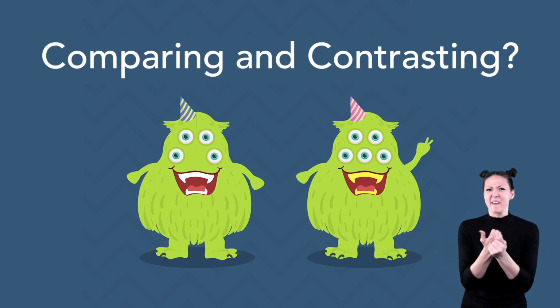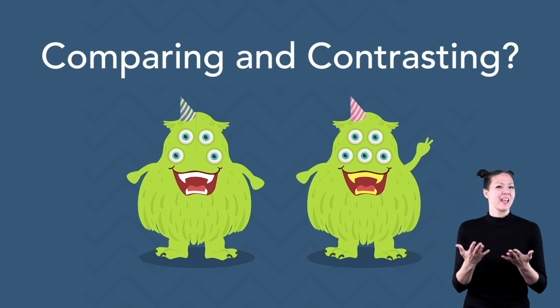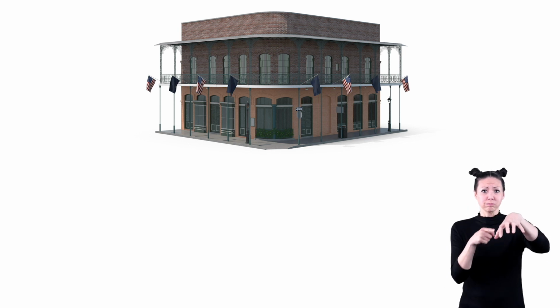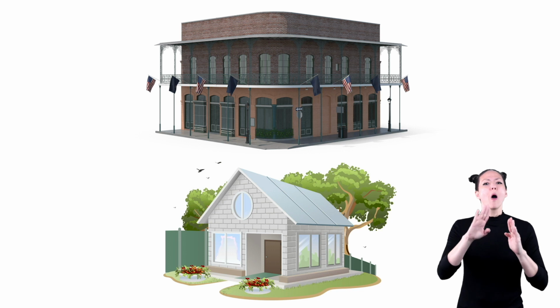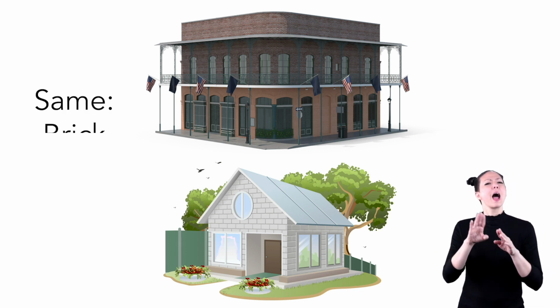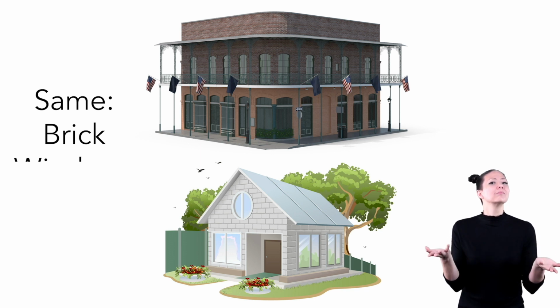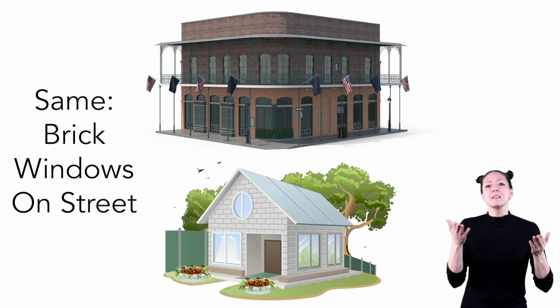Well, almost anything can be compared and contrasted to almost anything else. For example, let's say you see a building in the city where you live. You could easily compare it and contrast it to your house. What is it about that building that's the same as your house? Is it made of brick like your house? Does it have windows like your house? Is it built on a street just like your house?